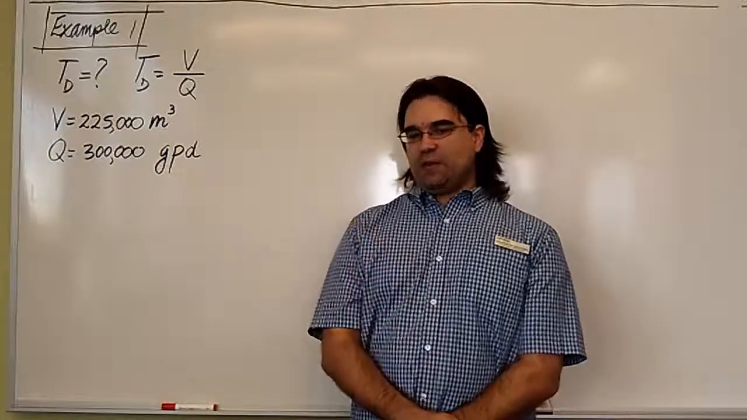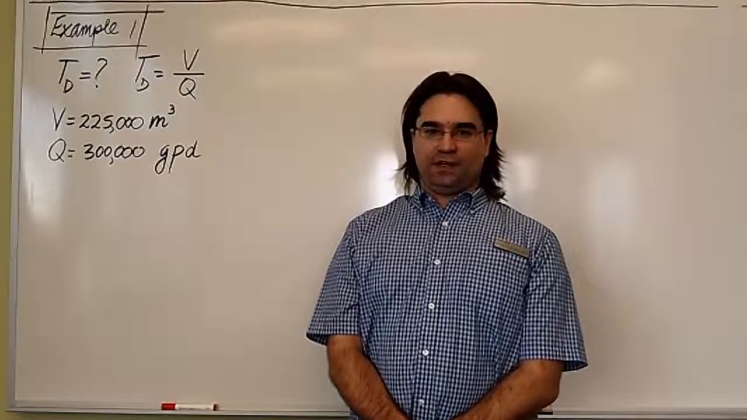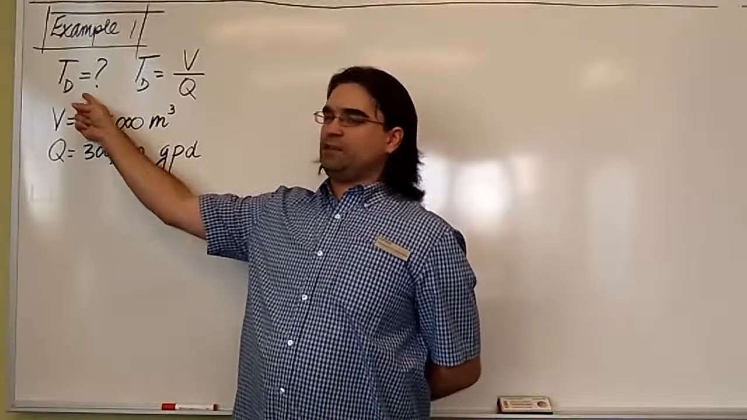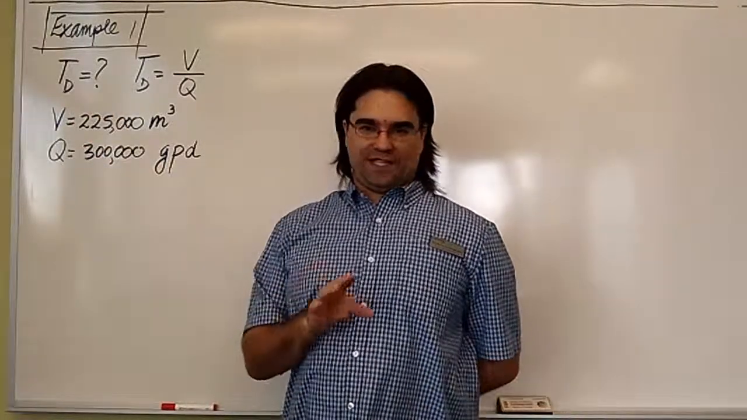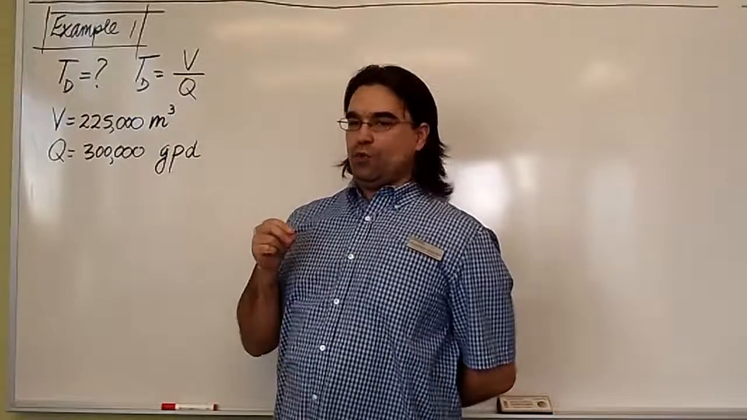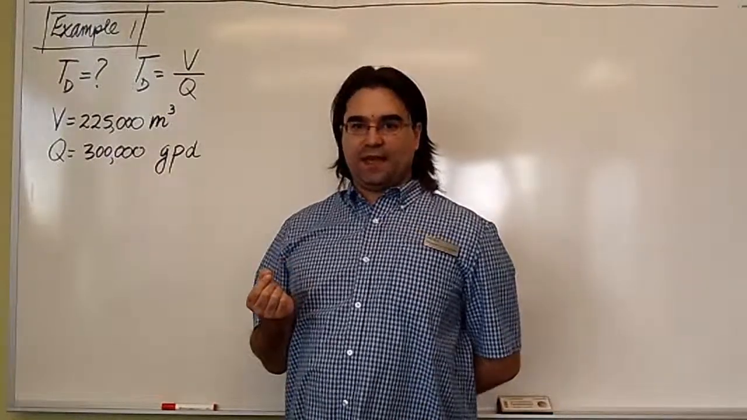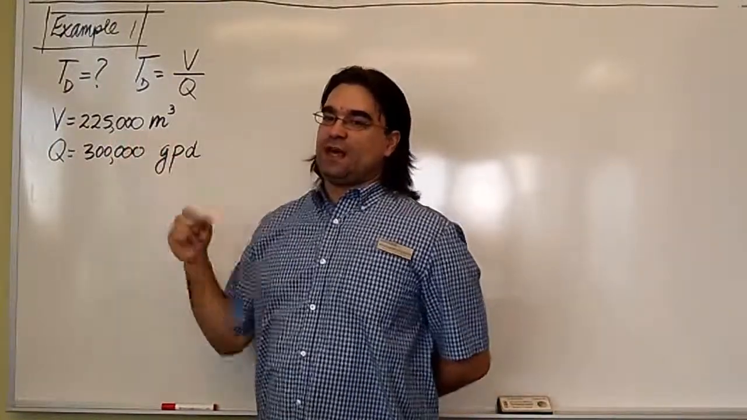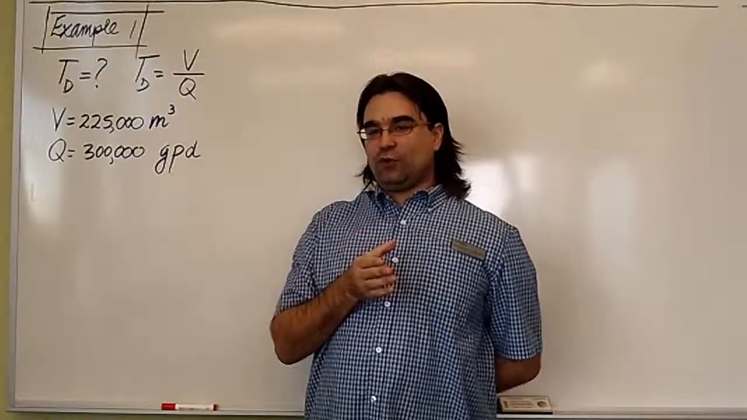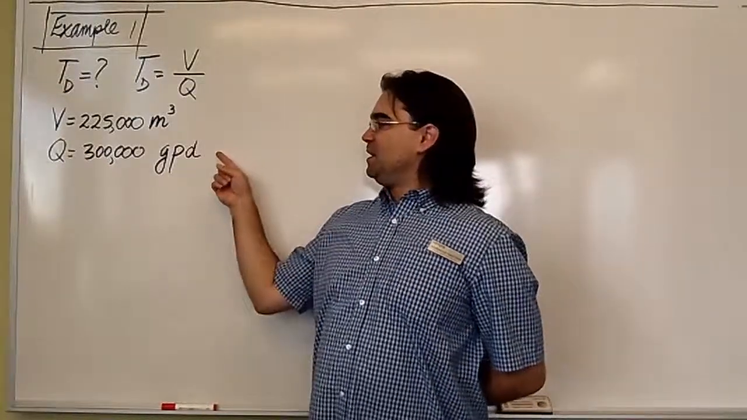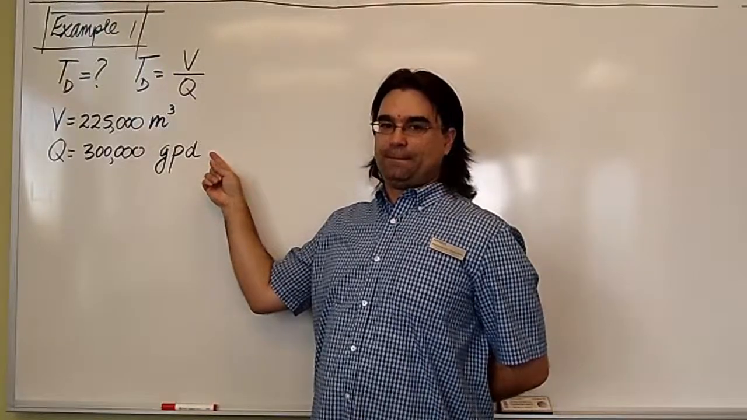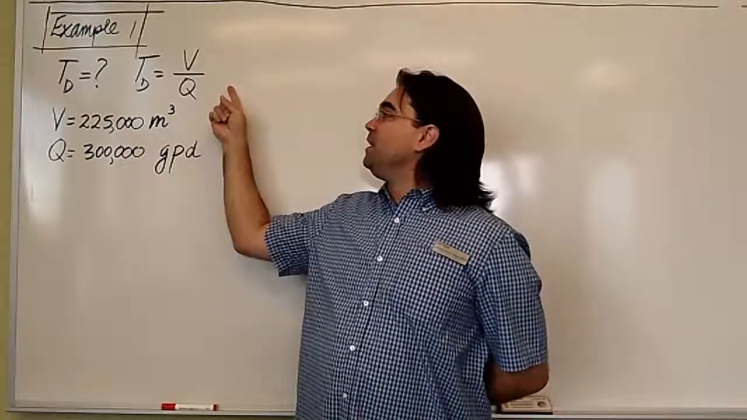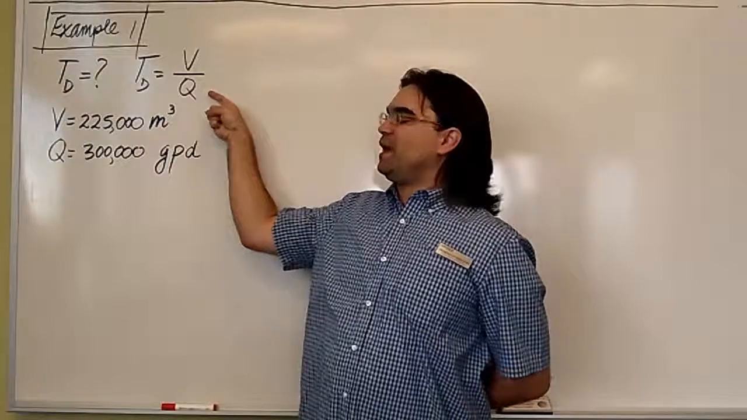Hello students. With this example, we will go over the topic of detention time. Specifically, we're faced with an example where we're being asked to calculate what the detention time is for a sedimentation tank or a settling tank, based on knowing that the capacity of that settling tank, that is the volume, is 225,000 cubic meters, and the average flow rate through that settling tank is 300,000 gallons per day. You're also being reminded that the formula for detention time is the ratio of the volume, the capacity, divided by the flow rate.